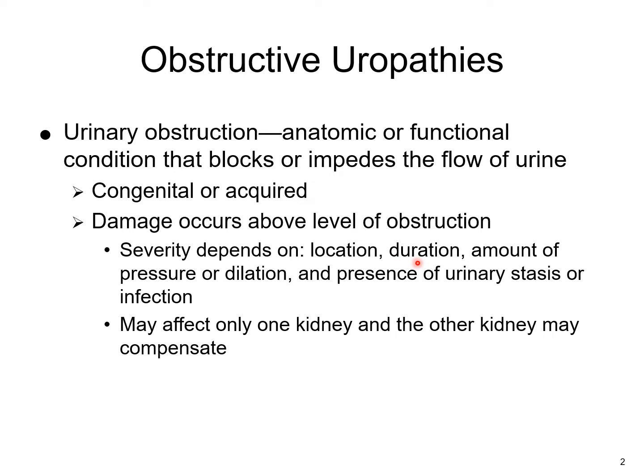So the location, the duration, the amount of pressure, the amount of dilation that happens because of the obstruction, whether or not there's urinary stasis or whether or not there's an infection, all of that will impact the amount of damage that actually happens anywhere within the urinary tract. The obstruction can happen in one kidney, it can happen in both kidneys. If it's just one kidney, then the other kidney may try to compensate, so the patient may not even have any symptoms right away. So all of that is possible.